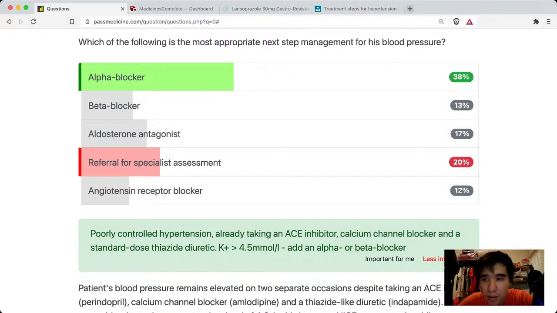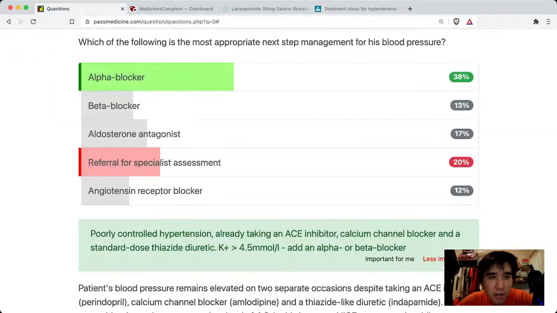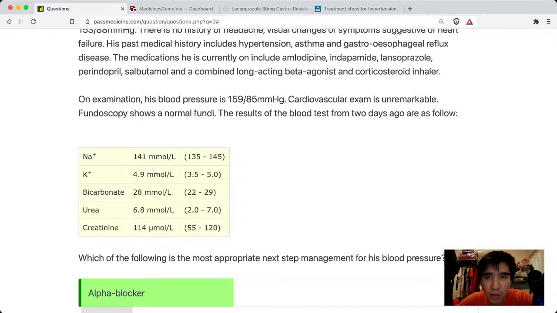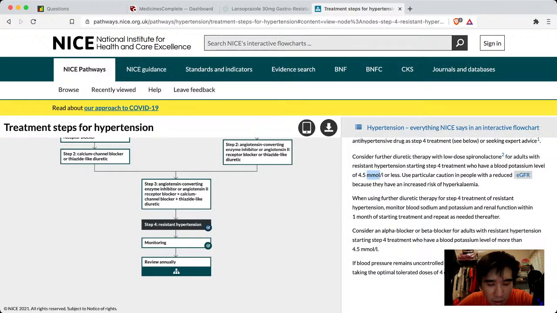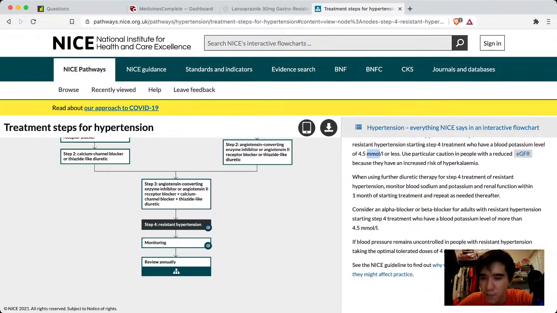Right, aldosterone antagonist, for those who have a blood potassium level of 4.5 or less. In this case, his potassium was 4.9, so no spironolactone for him. Spironolactone blocks aldosterone, so it blocks sodium reabsorption and potassium excretion, so there's a risk of hyperkalemia. So only start it if potassium is 4.5 or less, okay?